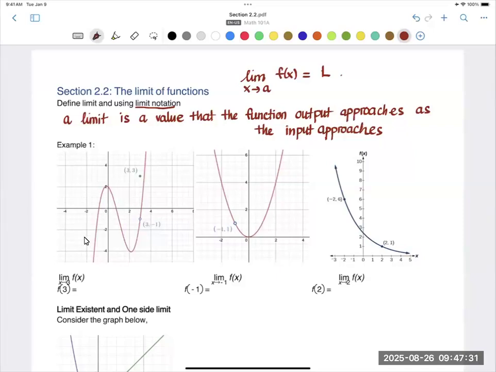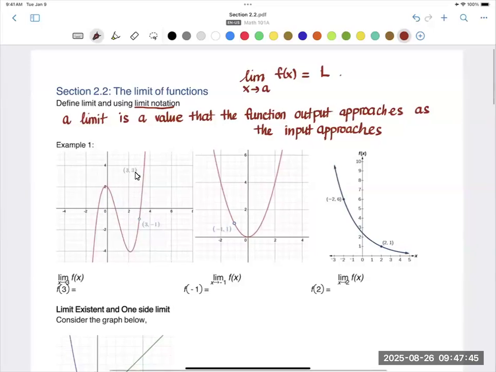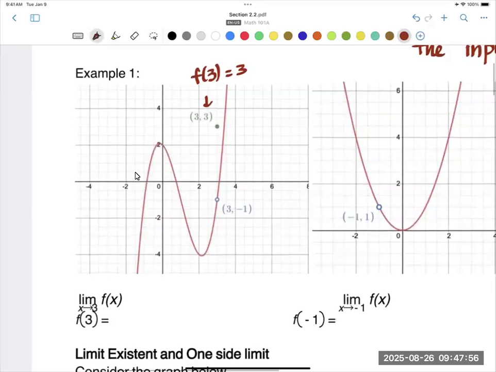So let's take a look at example 1. I have the graph. There's an undefined point at x equals 3 because there's a hole right here. But at x equals 3, f of 3 is equal to 3. Now we want to find the limit as x approaches 3.